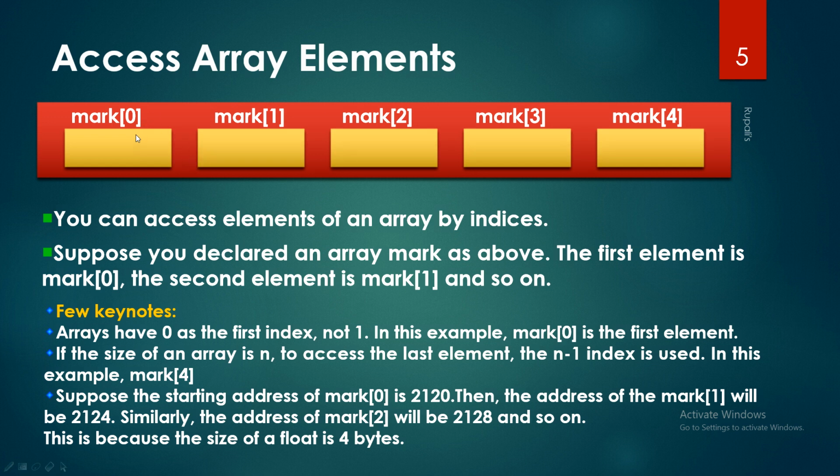Suppose the starting address of mark[0] is 2120. Because it is a float array, how many bytes does a float take? 4 bytes. So mark[0] takes 4 bytes. So mark[1] takes another 4 bytes. mark[2] takes another 4 bytes. In this way, if it starts from 2120, the next address is 2124 and the next address is 2128 and so on.